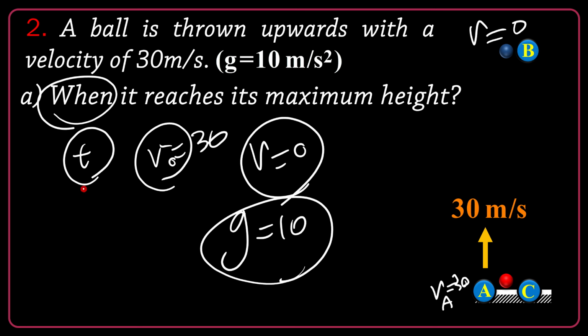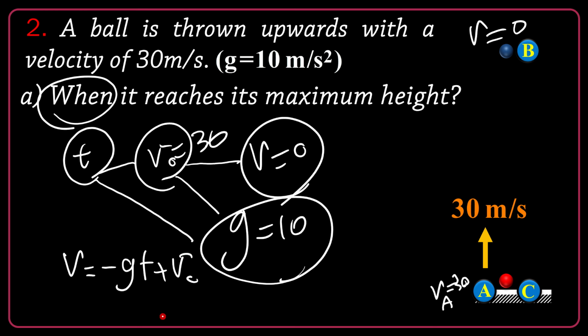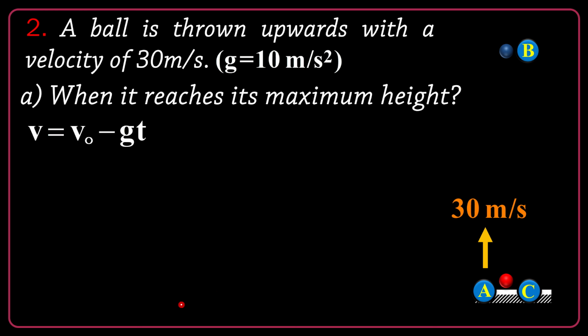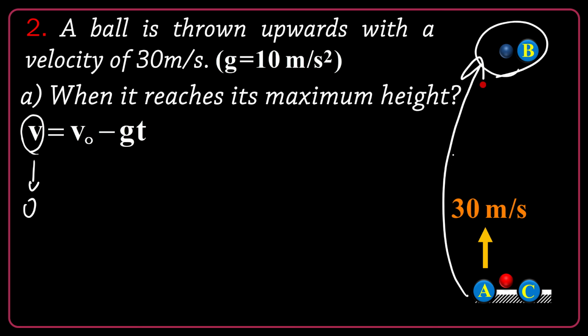Then I'm looking for t. The best equation matching all these given quantities will be v equals negative gt plus v naught. I have everything here except t. So let's do it. I plug in 0 for the final velocity at point B, because I'm considering the motion again from A to B.